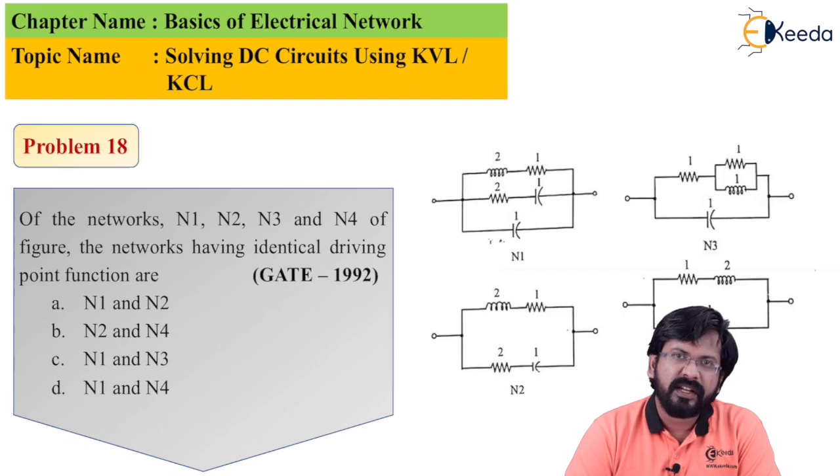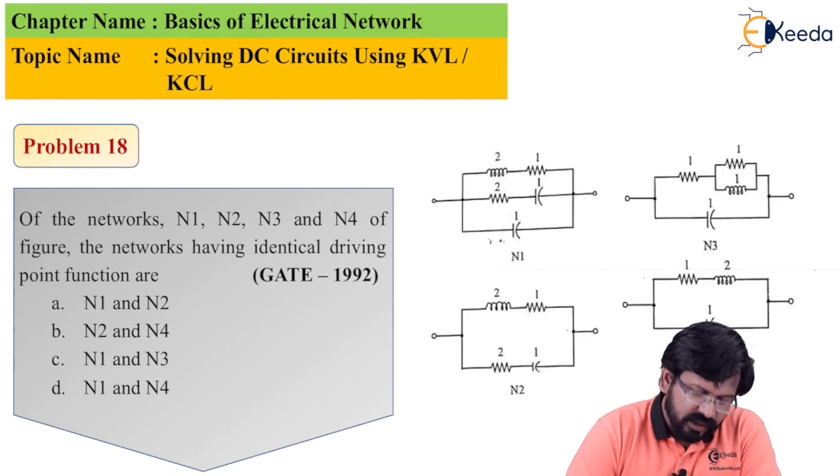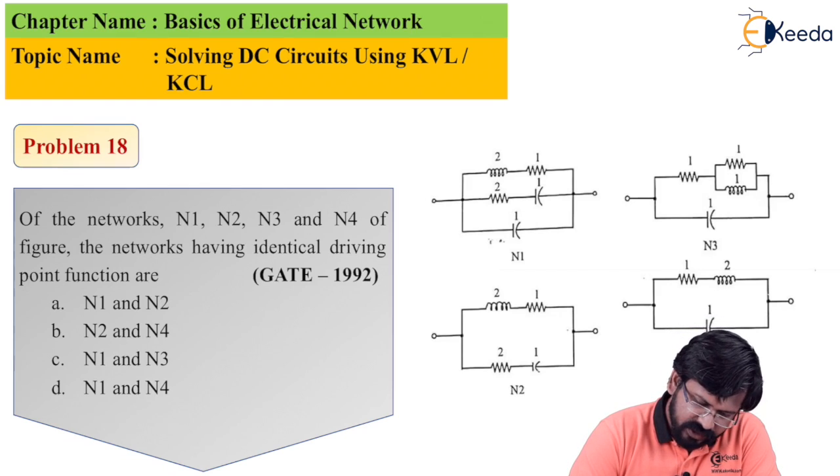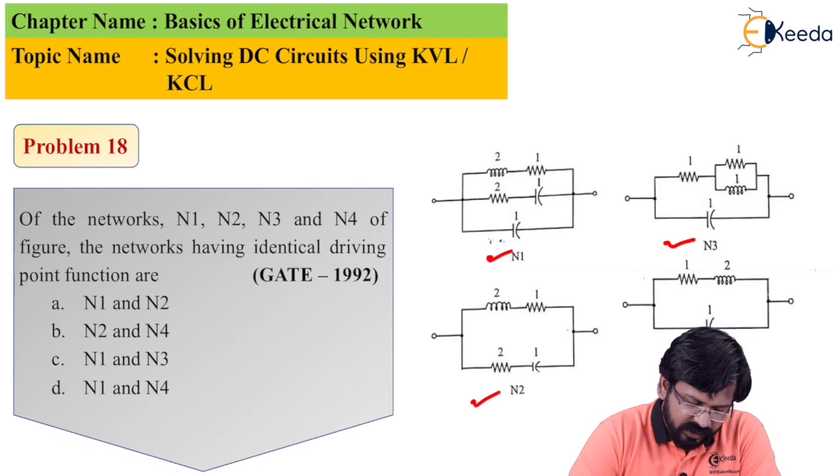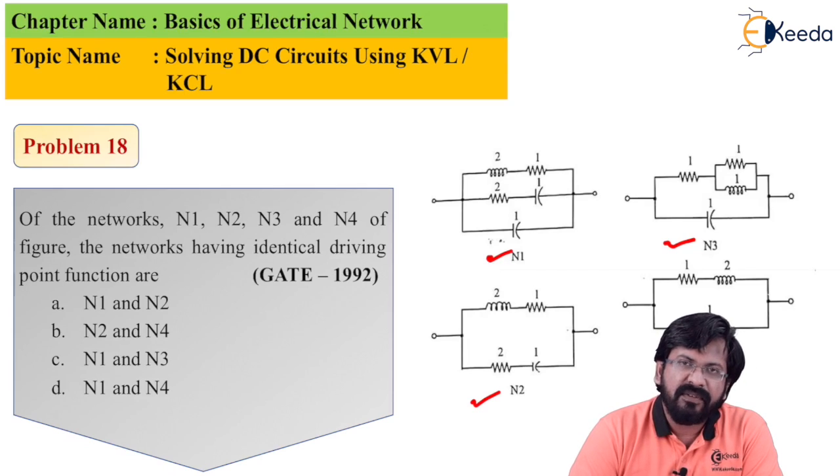Let us start with problem number 18. Of the networks which are shown, N1, N2, N3 and N4, which are listed here, this is N1, this is N3, N2 and N4, the networks having identical driving point functions are N1, N2, or N2, N4, or N1, N3, or N1, N4. Now, identical driving point function means either having identical Z of S or identical Y of S. Z of S stands for impedance function and Y of S stands for admittance function.